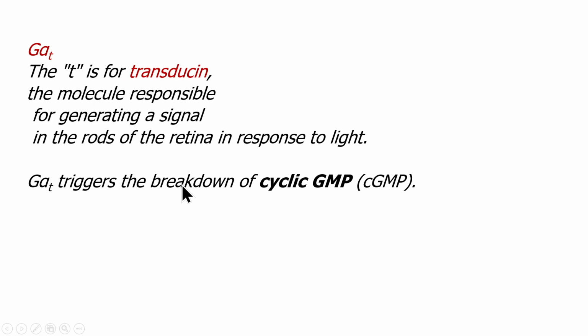G transducin is the molecule responsible for generating a signal in the rods of the retina in response to light. G alpha T, that is transducin, triggers the breakdown of cyclic GMP.